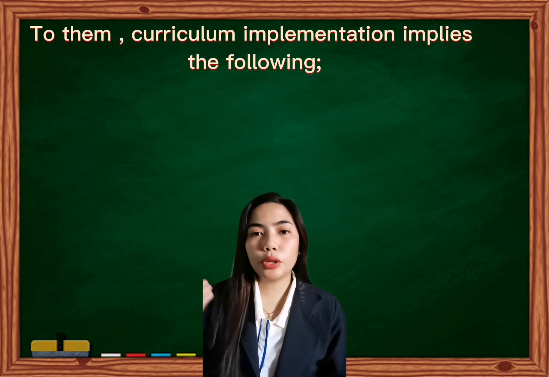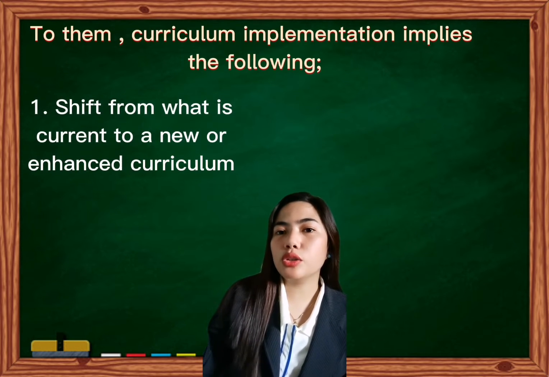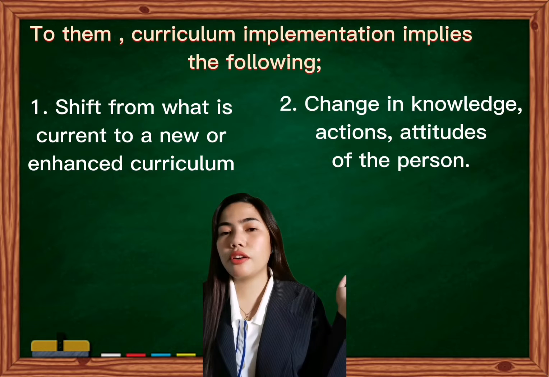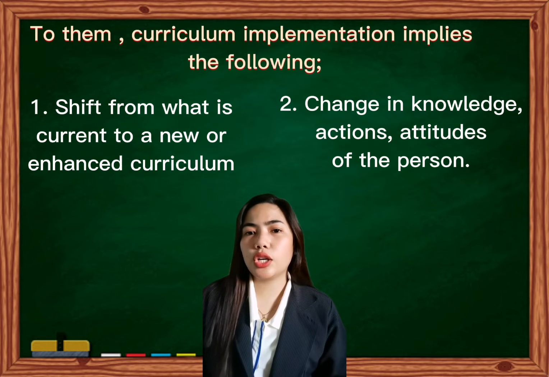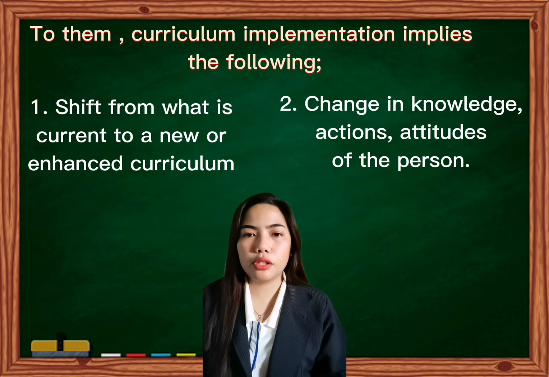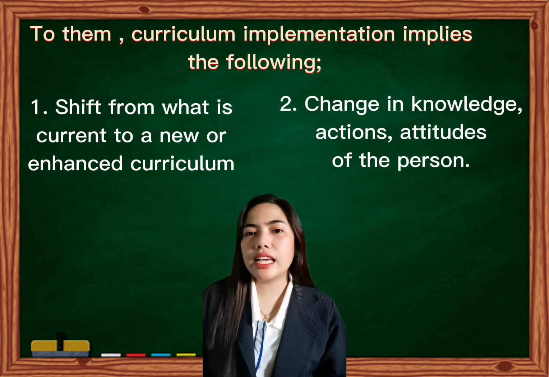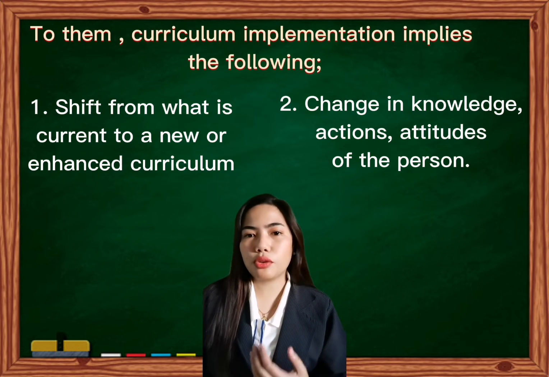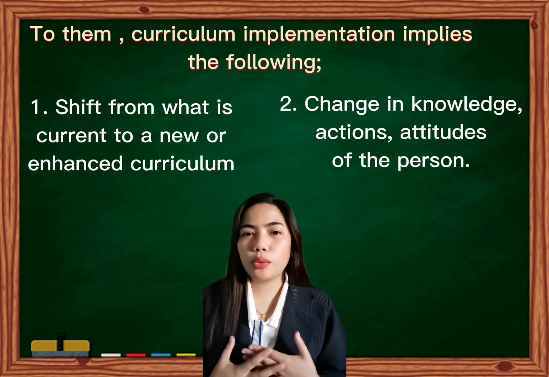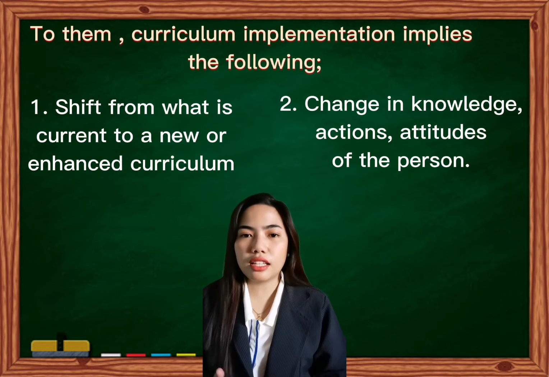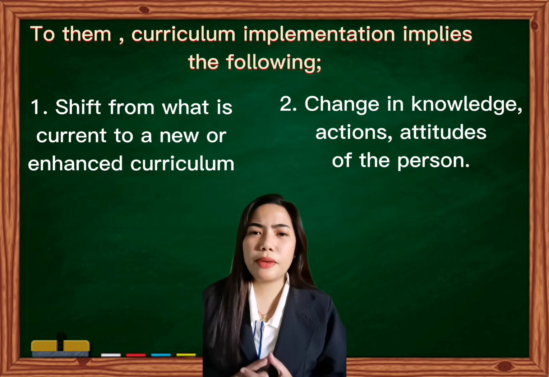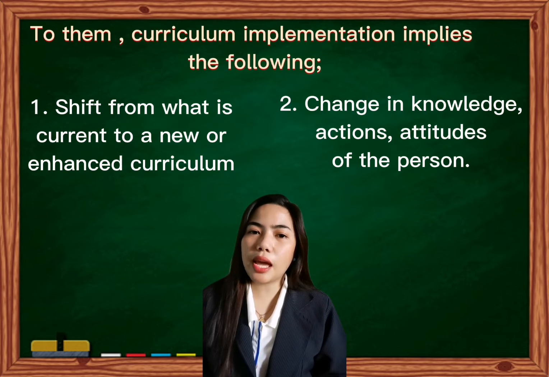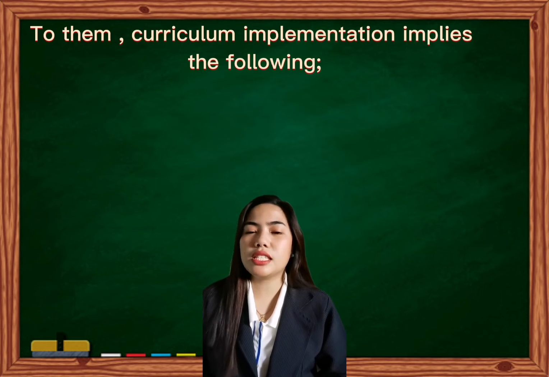There are four. Number one, shift from what is current to a new or enhanced curriculum. Number two, change in knowledge, actions, and attitudes of the persons involved. A complete transition or shift from the previous to a new curriculum. Today, we are dealing with millennial 21st century learners who are very literate when it comes to computers. Definitely, as teachers, we have to upgrade ourselves with the latest knowledge and information. Being very strict to the students is not applicable before and after. That's why DepEd is encouraging us to use positive discipline.